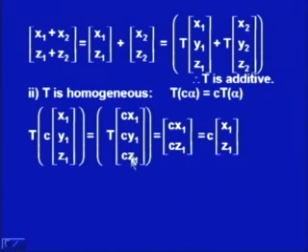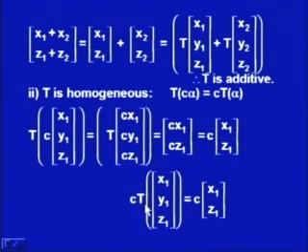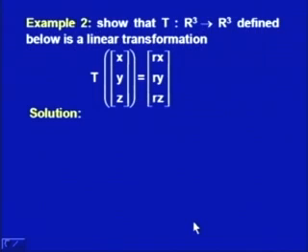So, T of this 3-dimensional vector is this 2-dimensional vector, and from this we can take C outside, and what we have is C times (x1, z1), and that means C times T of this is equal to C times this vector. That means a vector in R3 maps to a vector in R2. So, C times T(x1, y1, z1) is equal to C times (x1, z1), and that proves the homogeneous property, and hence it is a linear transformation.